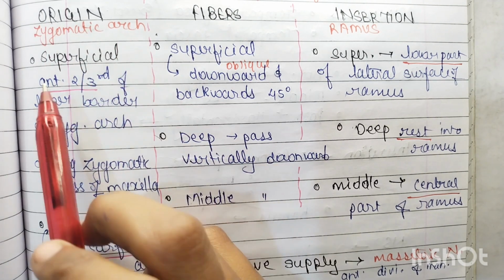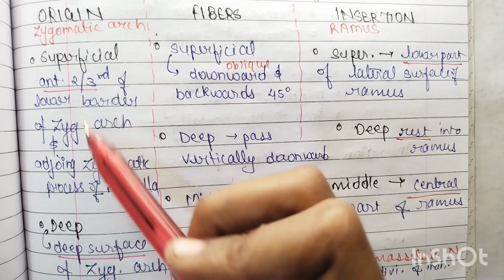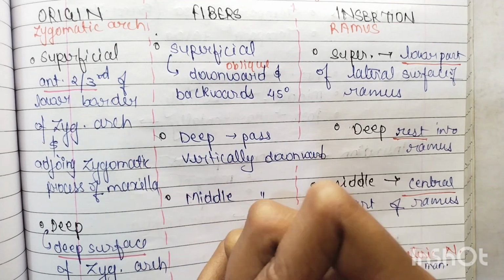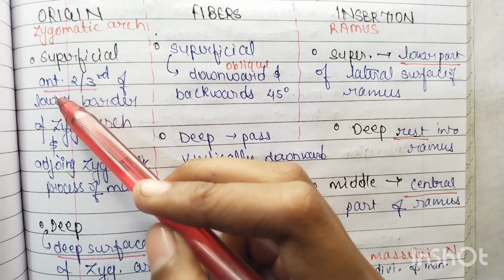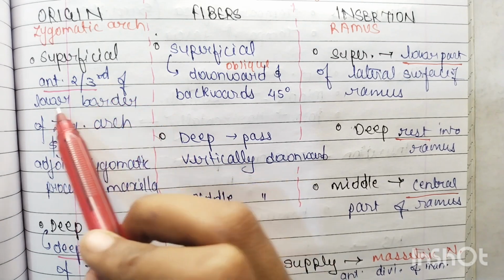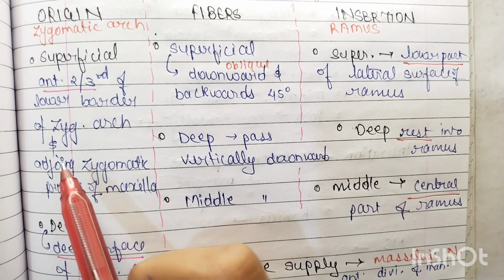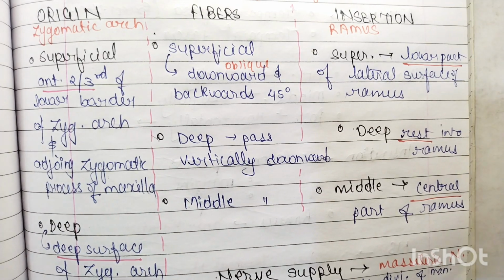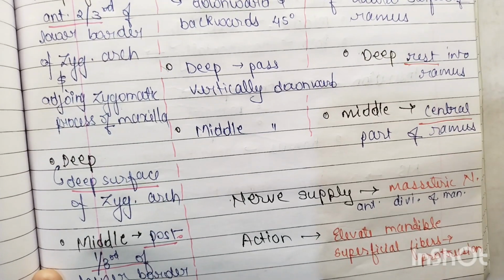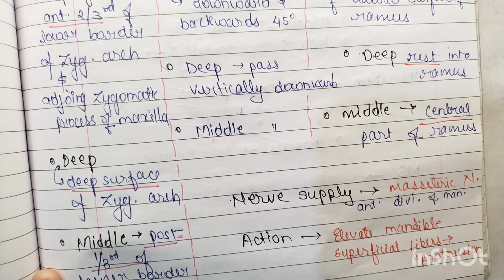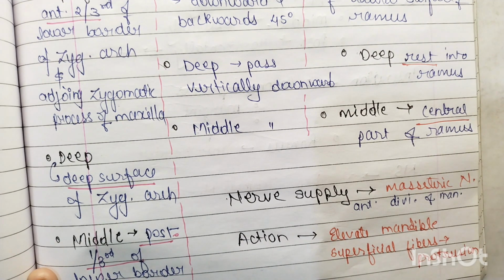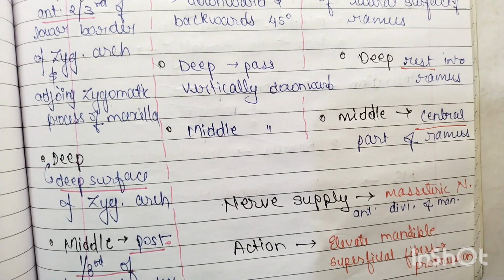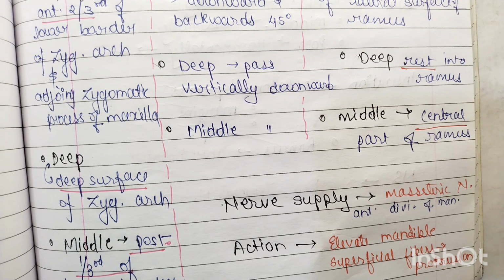The zygomatic arch. Now it has three parts: superficial part, deep part and the middle part. The superficial part is the anterior 2/3 of the lower border of the zygomatic arch, and it adjoins the zygomatic process of the maxilla. Then we have the deep part, which is the deep surface of the zygomatic arch, and the middle is the posterior 1/3 of the lower border of the zygomatic arch.